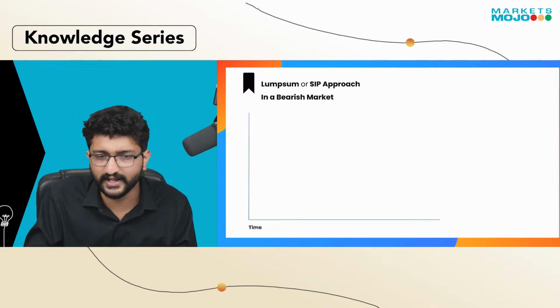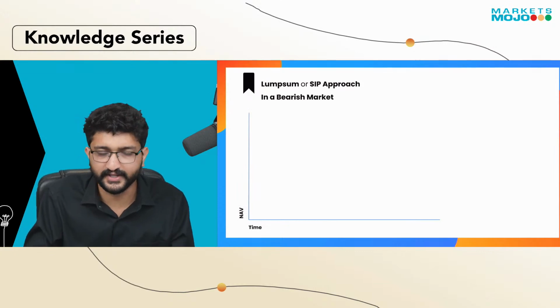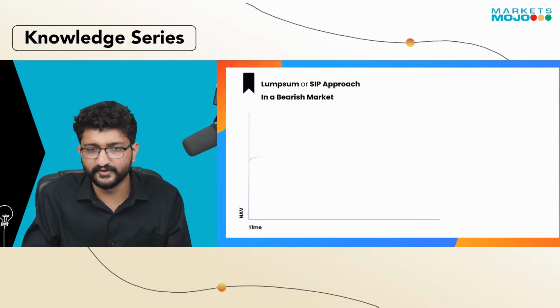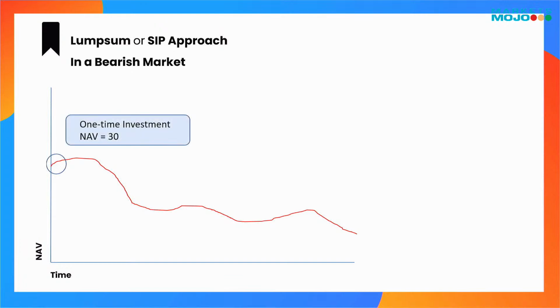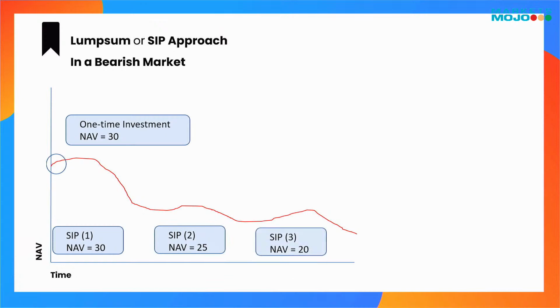Now, this is a very simple calculation. Again, NAV and time, these two axes, but a very simple calculation. Let's look at a bearish market trend. The mutual fund is dropping downwards. If you looked at a one-time lump sum investment, and let's say you entered at the NAV of 30, versus you go with an SIP approach where you buy once 1/3 of your amount, a second time and a third time. Okay, you're distributing your amount into 3 different phases.